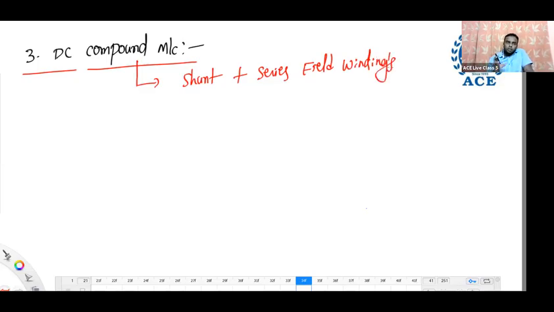So where is the field winding located? On the pole core. Field windings we place on the pole core only. Both will be there, shunt and series, both excited from the armature only. Self-excited means the field current will come from the armature only. Now in the DC compound machine, totally we have three categories, one by one.